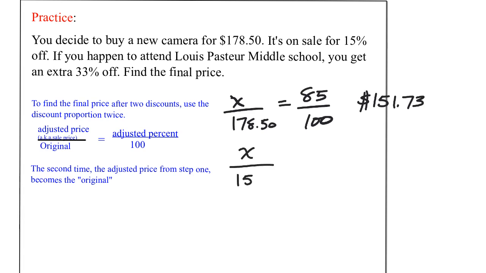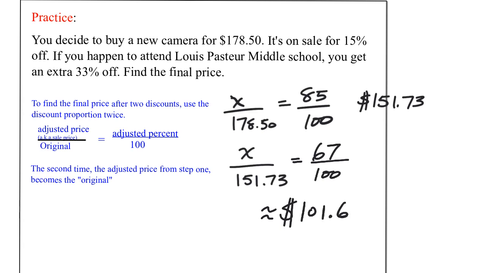So I'm going to do a second proportion. Feel free, you could pause if you want to jot down the notes. Notice towards the very bottom here, it says the second time you do the proportion, that adjusted price, whatever we found from step one, is actually going to be treated like our original price. So we're treating this like an original, and then we're taking a 33% off discount. In other words, we're paying 67%. Now if we solve this, we'll get approximately $101.66. So this is how you solve it, kind of showing your work and the proportion and all that stuff.